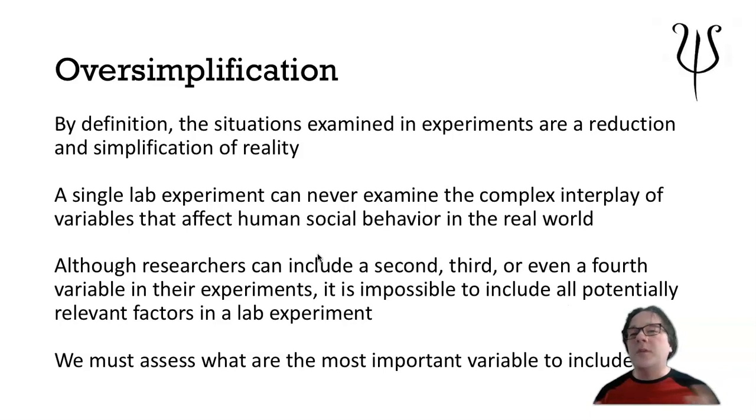So what we get from a laboratory is not necessarily what we're going to get in the real world. A single lab experiment can never examine the complex interplay of variables that affect human social behavior in the real world. So once we start getting dozens and hundreds of laboratory studies, we can become more confident that might be how humans act in the real world. But you'll see for our next limitation of external validity, we're not always going to be 100% sure, right?